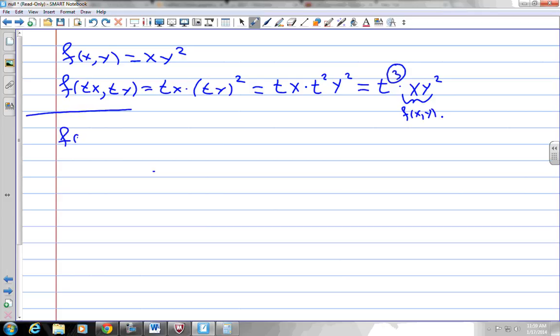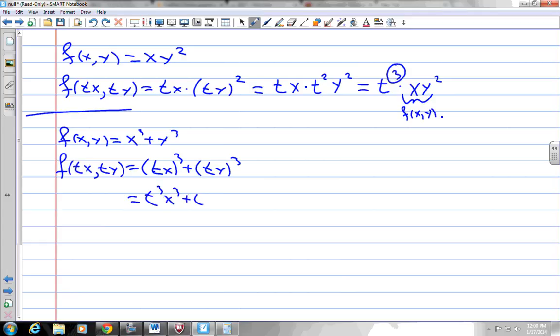That other function was x cubed plus y cubed. If I do the same trick, you can just see right away how t cubed will factor out. If I replace every x with tx and every y with ty, then this happens. So this is the original.